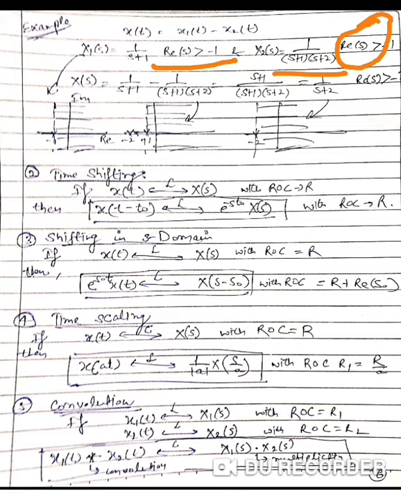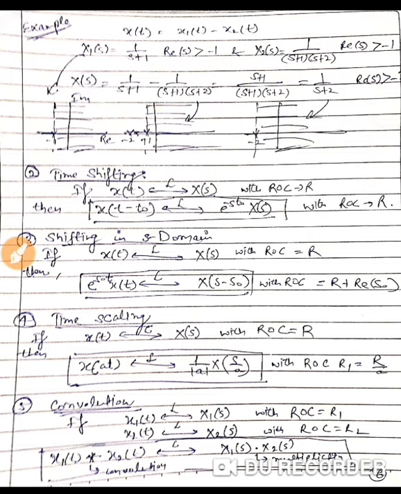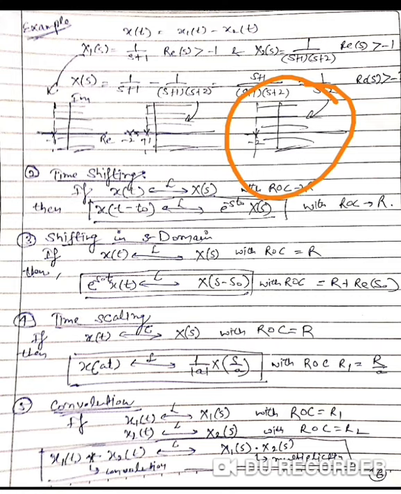So X(s) of the combined signal will be 1 upon s plus 1 minus 1 upon (s plus 1)(s plus 2), or it will come out to be (s plus 1) upon (s plus 1)(s plus 2), that is 1 upon s plus 2. So the final ROC will come out to be the real part of s greater than minus 2.